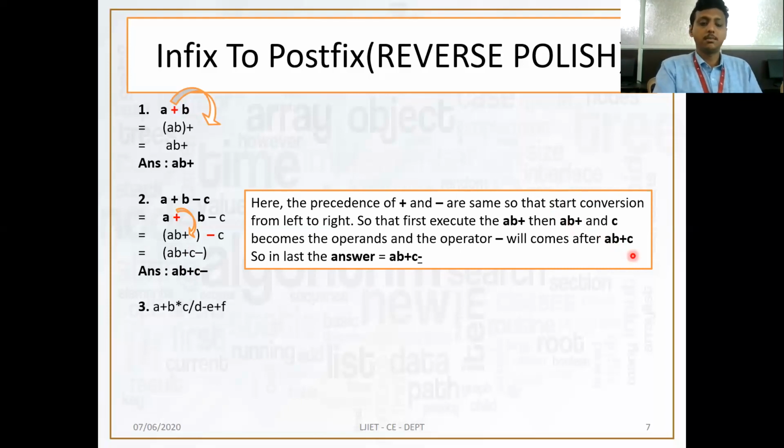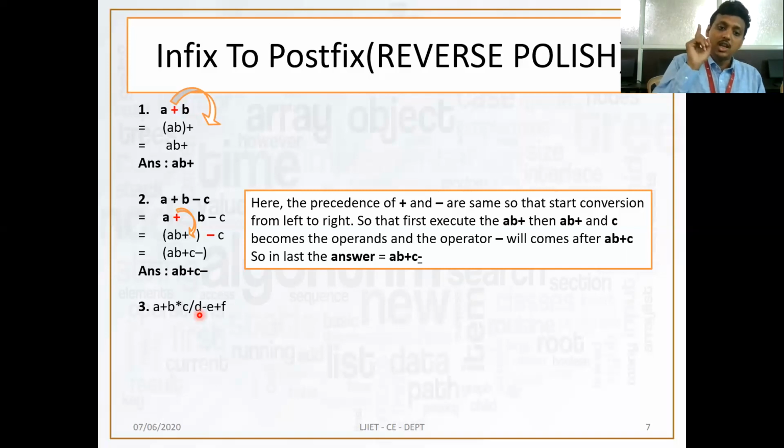Now the third example: A plus B star C division D minus E plus F. This whole thing is an infix expression. Now we need to convert this into a postfix expression. How? Tell me, which operator will be executed first? Plus or minus? No, they have lower precedence than division and star. Division and star have the highest precedence.